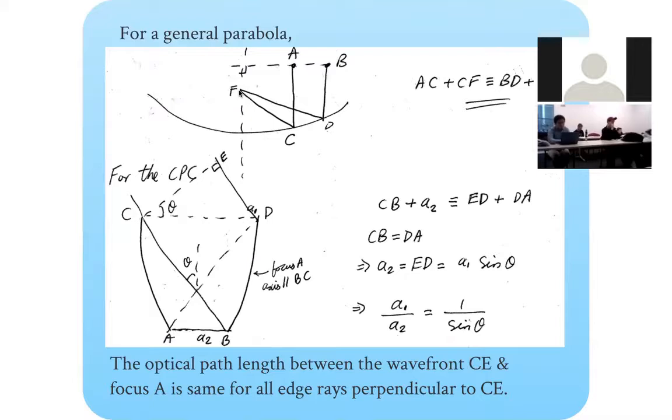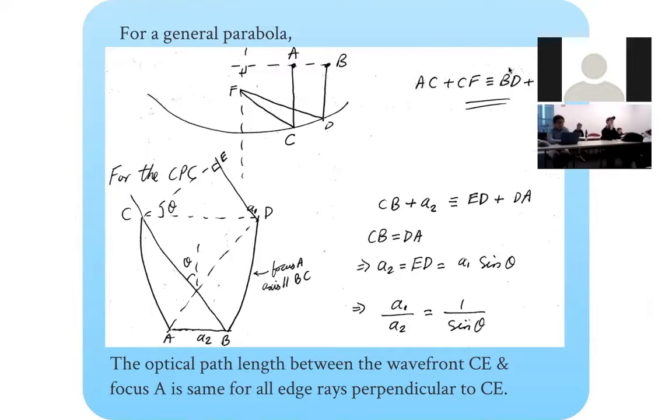We can show in a parabola the optical path length AC plus CF is equal to BD plus DF. Okay, that's true for any parabola. This is the equivalency coming from geometry, nothing to do with optics, right? This is just pure geometry.